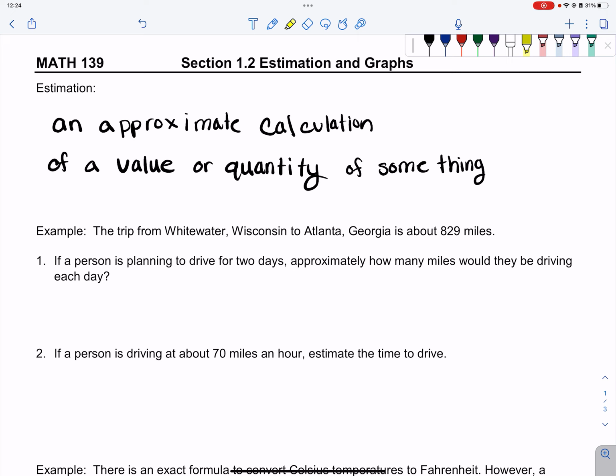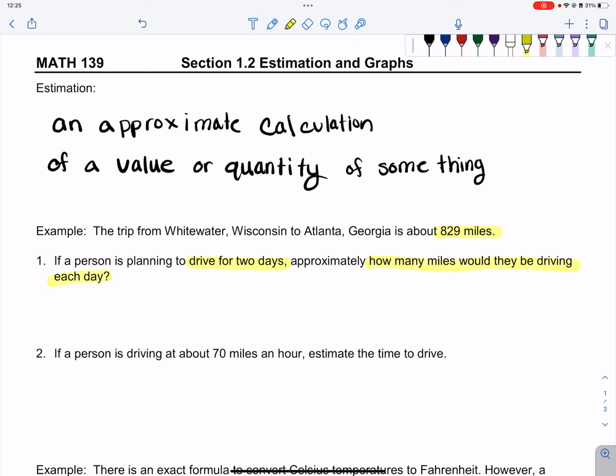The first one is that we are planning a trip from Whitewater to Atlanta, Georgia, and we're told that the distance is about 829 miles. First, we are told that if a person is planning to drive for 2 days, approximately how many miles would they be driving each day?